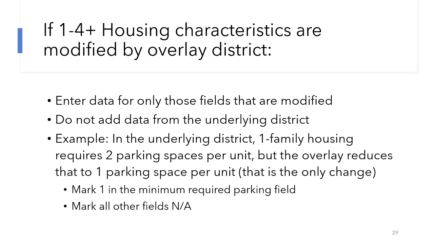As an example, in the underlying district, one-family housing requires 2 parking spaces per unit. But an overlay is mapped on a portion of this district that reduces that number of parking spaces to 1 per unit. That's the only change that the overlay does. Mark 1 in the minimum required parking fields for that overlay district. Mark all the other fields as NA. This signals that there is only 1 field that is overridden within this area.